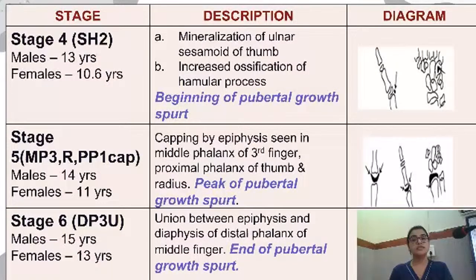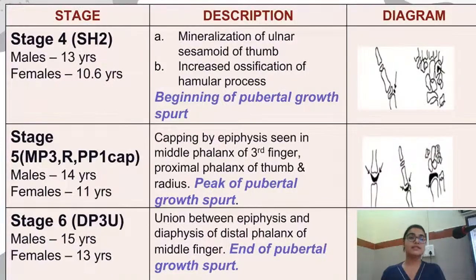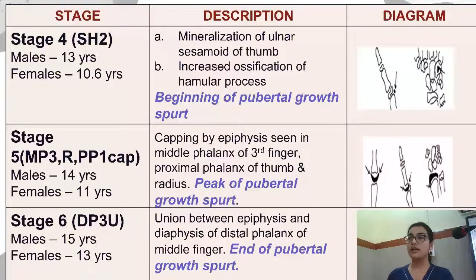This stage marks the beginning of the pubertal growth spurt. It occurs at the age of 13 years in males and at the age of 10.6 years in females. Then stage 5, it is the capping of the epiphysis over the diaphysis of the middle phalanx of the middle finger, proximal phalanx of the thumb, and radius. This stage marks the peak of the pubertal growth spurt, and it occurs at the age of 14 years in males and 11 years in females.